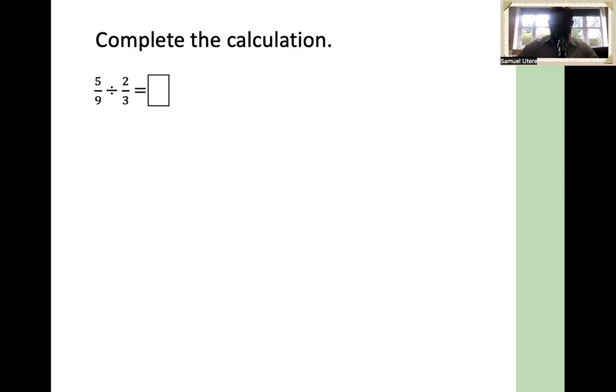What about this one? Remember the second concept, which is related. The concept is dividing by a fraction is the same as multiplying by its reciprocal. So this calculation becomes multiplying by 3 over 2, because the reciprocal of 2 over 3 is 3 over 2. So 5 over 9 times 3 over 2. By now, I'm sure you remember how to multiply fractions. If you don't remember, you can refer to our Year 7 lesson.